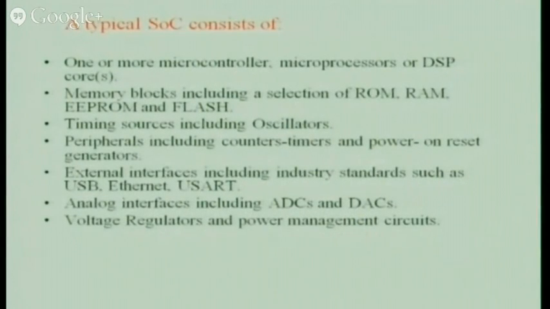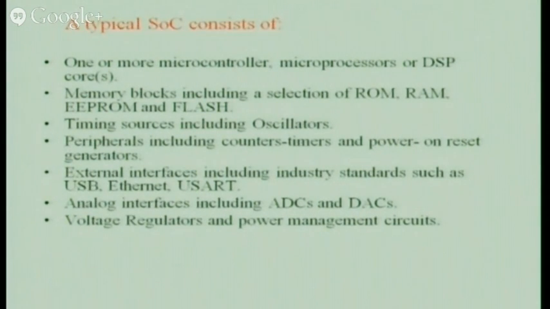Now the evolution from the PCB to SoC contains these different processors. It may contain one or more microcontroller, microprocessor or DSP cores, memory blocks including a selection of ROM, RAM, EEPROM and flash, timing sources which include your oscillator, which are required for the execution of instructions. This will provide the timing and control signals required for the execution of the instructions. Then the peripherals including counters, timers and power on reset generators. The next one is the external interfaces, which include industry standards such as USB, Ethernet and USART. Analog interfaces include ADCs, DACs, and voltage regulation and power management, which may also be part of your SoC. So we can say that an SoC contains any type of processor depending upon the application. It may also contain these other units on a single chip. That is, your whole system is spread on a single chip.